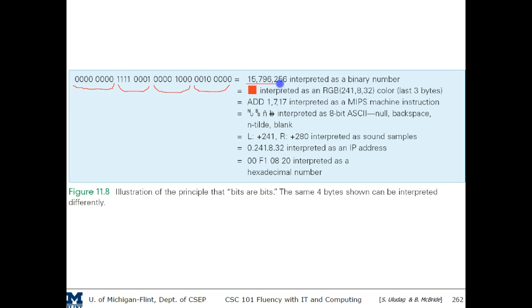And this could represent any of these things. It could be a decimal value. It could be a color in the form of red, green, and blue. It could also represent, as we talked about in computer operations, an operation code for adding a couple of numbers together and then storing them in a random access location in memory. It could represent a group of ASCII characters. It could represent sound samples or an internet protocol address, which we'll talk about later. And of course, it could also be representing a group of hexadecimal numbers.